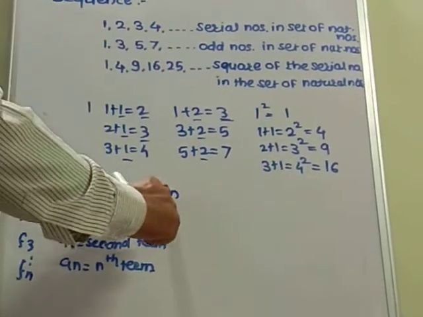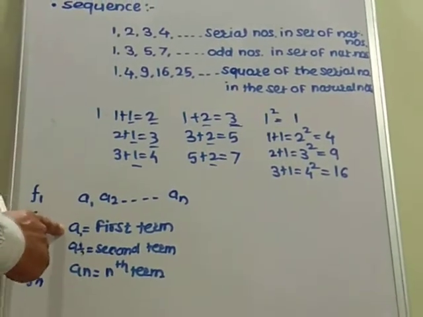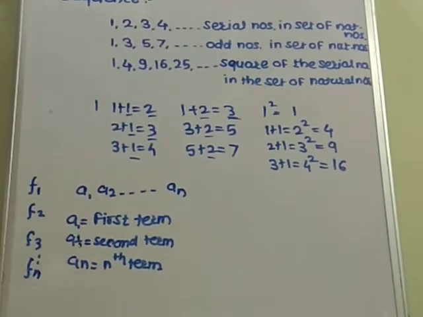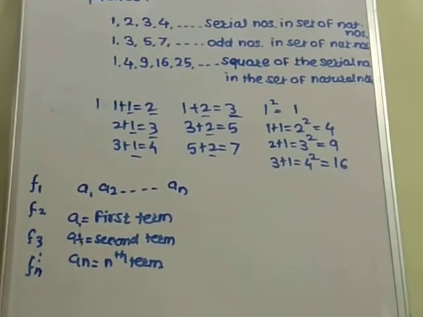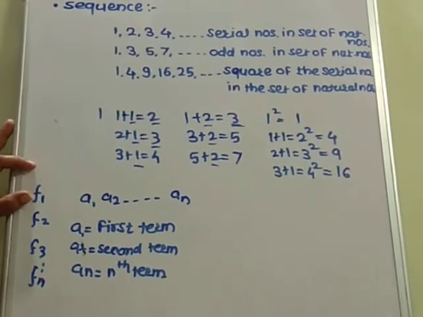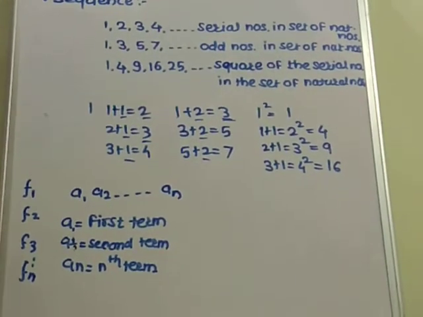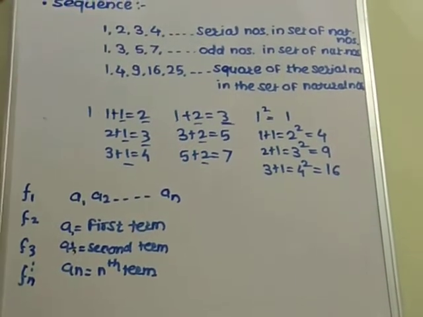That is the last number, the nth number. That means A1 is denoted by the first term, A2 is the second term, and similarly up to An, that is the nth number. And the sequence is denoted by F1, F2, F3 up to Fn.